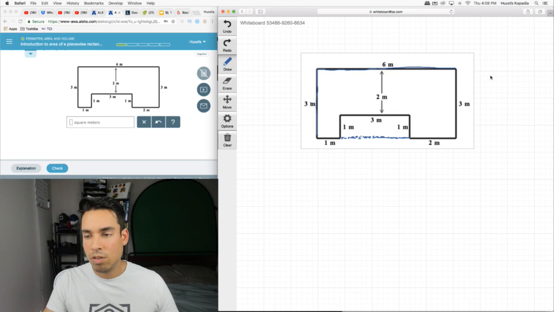6 times 3 gives us a total area of 18. But then we've cut out this little rectangle, so we need to calculate the area of this little rectangle that we've cut out. It's 3 by 1. So the area of this little rectangle is 3 times 1, which is 3 meters squared. So we're removing this, which means subtraction. We're taking 18, subtracting 3, and getting 15.